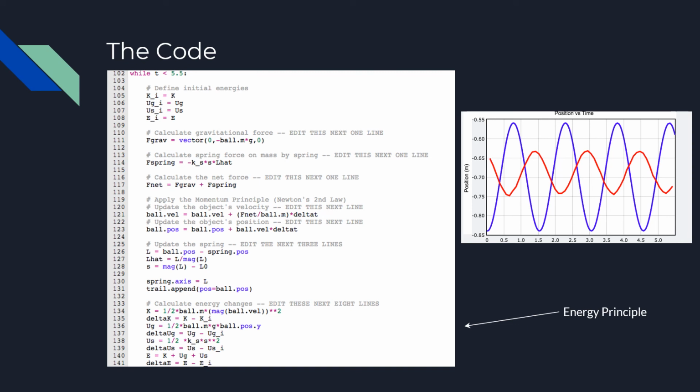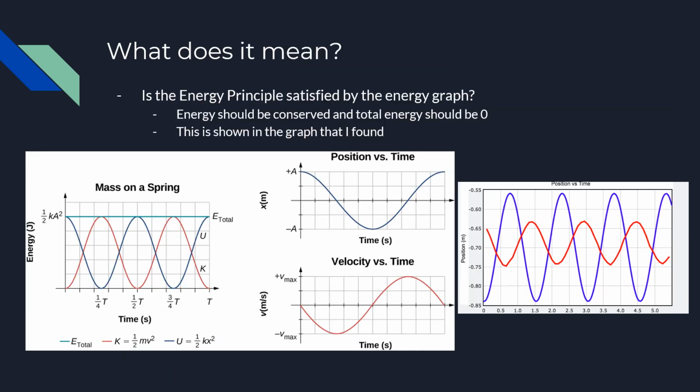And we're going to talk a little bit about how there is some error within here due to human error, but as you can tell, it should ultimately satisfy the energy principle. On this slide, you can see a comparison between what the actual energy principle would be for an oscillating object upon a spring, and my graph, even though not perfect, does conserve energy.